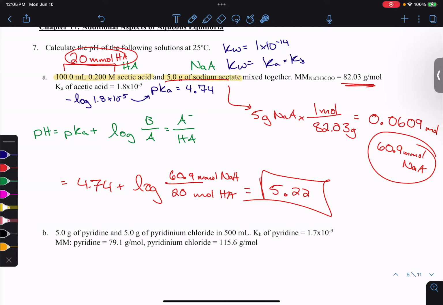So those values go straight into the Henderson-Hasselbalch. Notice I kept everything in millimoles because they're both in the same volume. They're both in 100 milliliters of liquid, so it's not necessary to divide 100 by both of them.